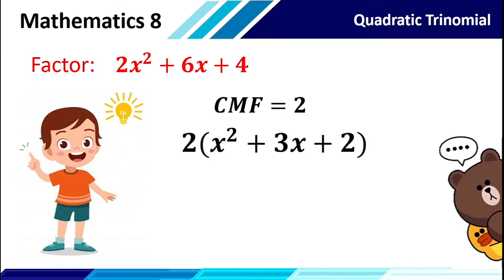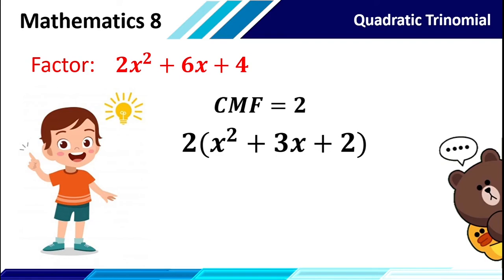The next thing that we need to do is to get our remaining factor. We can get the remaining factor by dividing each term of our quadratic trinomial by the common monomial factor. 2x squared divided by 2 is x squared. 6x divided by 2 is 3x. 4 divided by 2 is 2. Therefore, we have the factored form of 2 times the quantity of x squared plus 3x plus 2.